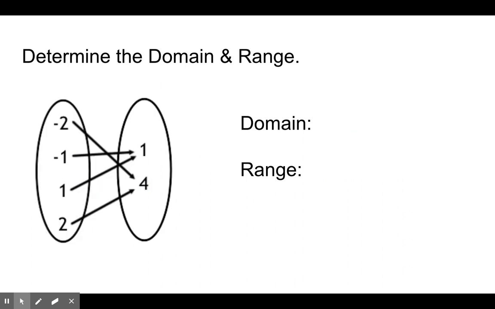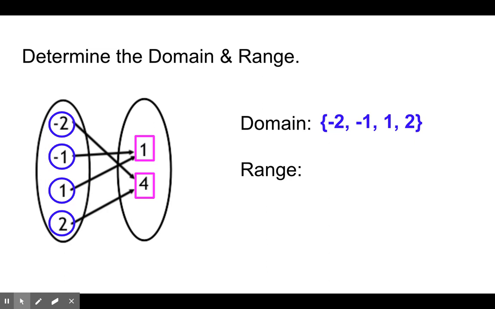If we look at the mapping diagram and we look at the domain, we're looking at all of the inputs, which are the numbers on the left. -2, -1, 1, and 2. For the range, we're looking at the outputs, 1 and 4. Even though 1 is used multiple times and so is 4, we don't repeat values when we talk about domain and range. So the range is 1 and 4.